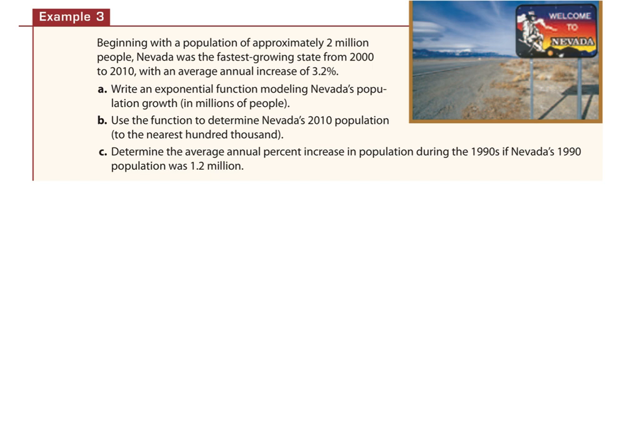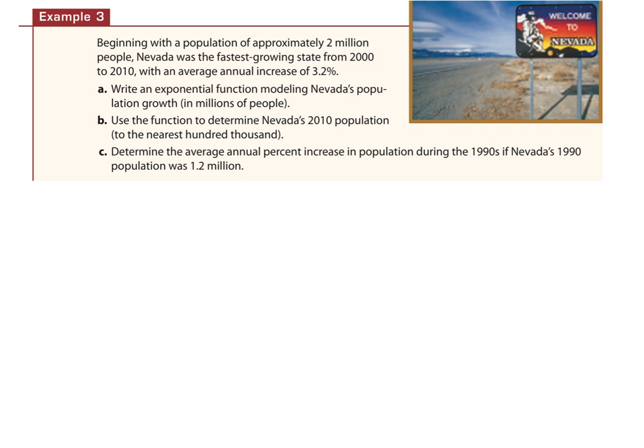Beginning with a population of approximately 2 million people, Nevada was the fastest growing state from 2000 to 2010, with an average annual increase of 3.2%. Write an exponential function modeling the population growth in millions of people. So instead of writing 2 million, we're just going to write 2. Use the function to determine the 2010 population growth to the nearest 100,000. Determine the average annual percent increase in population during the 90s if the 1990 population was 1.2 million. All right.